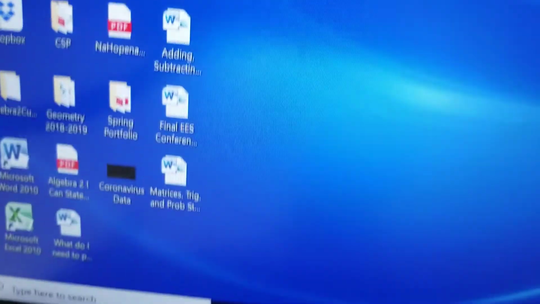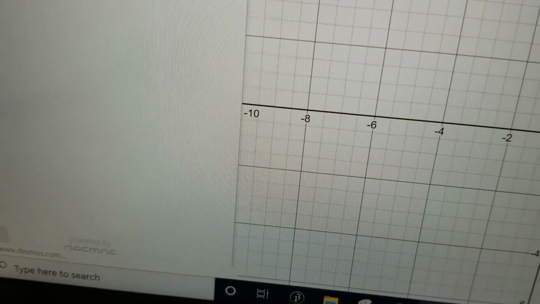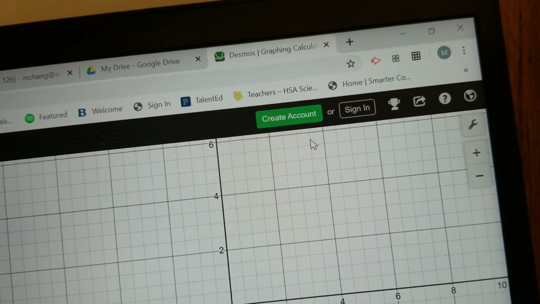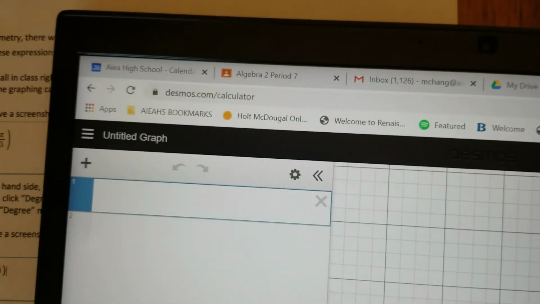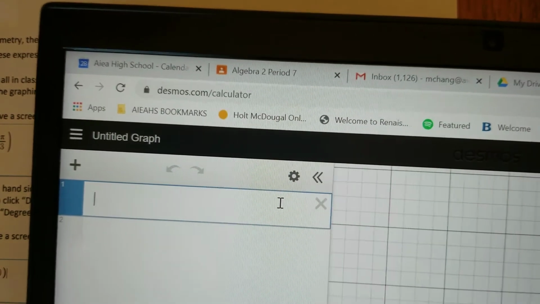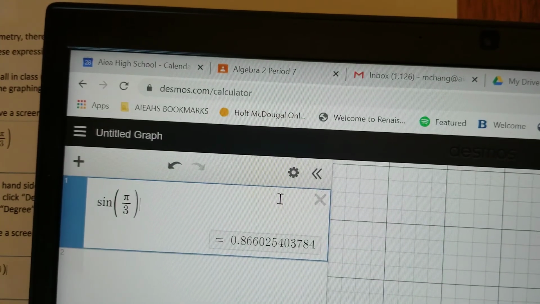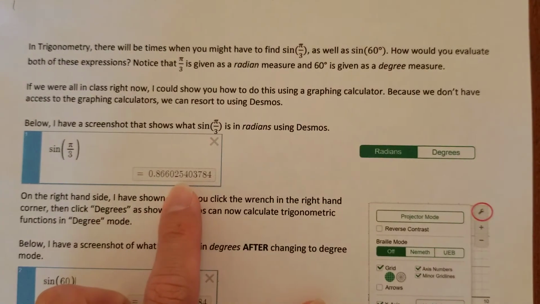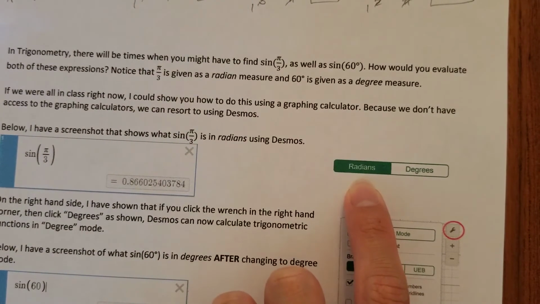Okay, so if I resort to Desmos here, what we have here is by default, Desmos should already be in radians. It's already set by default to radians. So if I just type in here sine of pi divided by 3, you see that there? That's 0.866, and that's because that option is in radians.